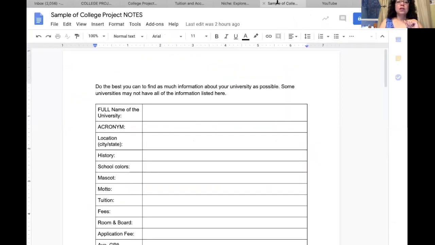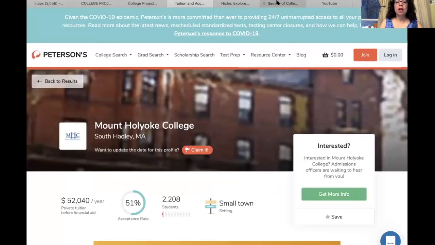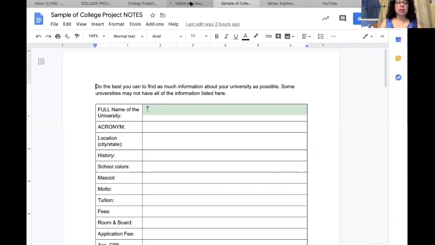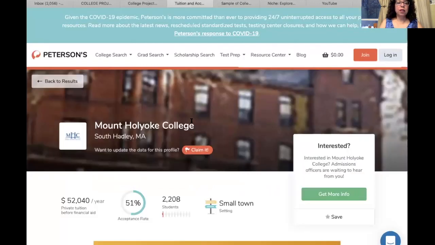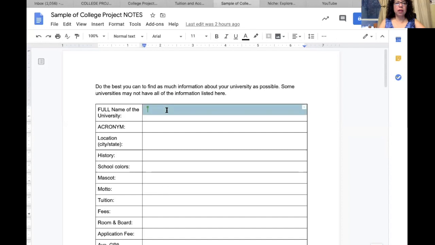Okay, so I'm going to have to go back and forth. Okay, so I'm going to start with Petersons here. And of course, the full name is Mount Holyoke College. So I need to type that in, Mount Holyoke College. And the acronym, what an acronym is, it's the first letter of each word in the college name. So MHC is what the acronym is going to be.